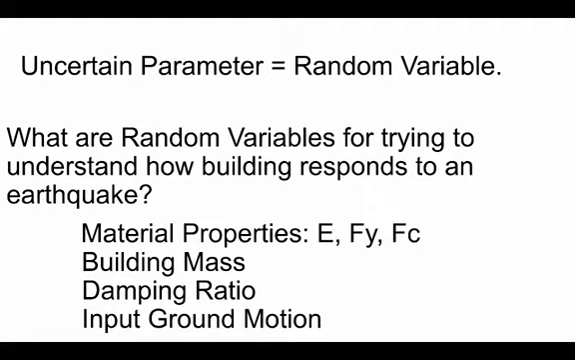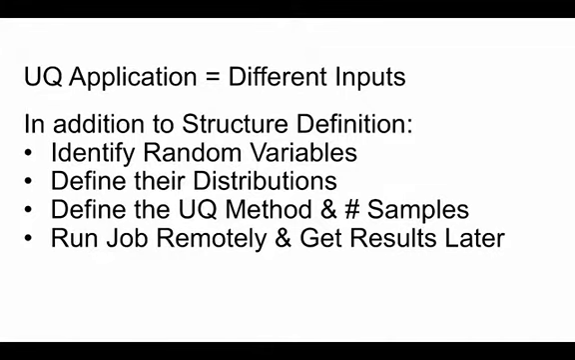input ground motion. Now because this is a UQ application, we've actually got some different inputs we have to deal with. So in addition to defining the structure, we actually have to identify the random variables, define their distributions, define the uncertainty method we're going to use and the number of samples, and then get used to the idea of running the job remotely and getting the results later.